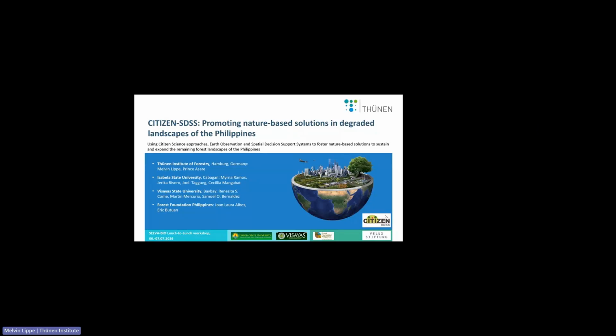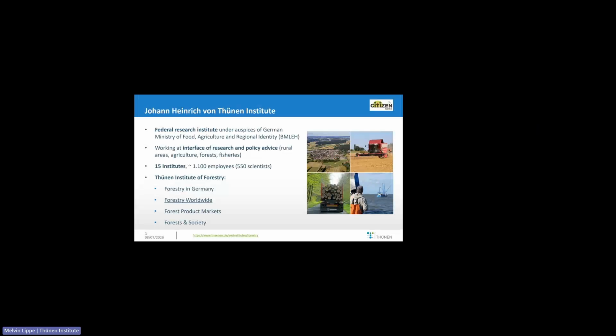This project, CITIZEN-SDSS, is a collaborative effort of two universities in the Philippines, the Thünen Institute I introduced, and the Forest Foundation. So this slide I can skip, except to say that I'm from the Thünen Institute of Forestry and the section Forestry Worldwide, and I'm stationed in Hamburg.